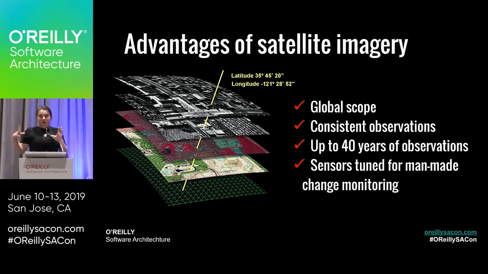And the archive is pretty deep, so they started consistent monitoring missions back 40 years ago in the 70s. So it's really possible to see not only the changes which happened over the last week, but also the changes that happened over the many years. And the sensors, especially for the multispectral, are tuned specifically to seeing different features in the growing, in emissions, in different types of activities.